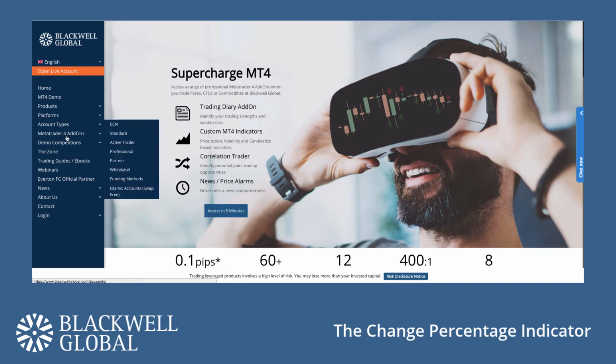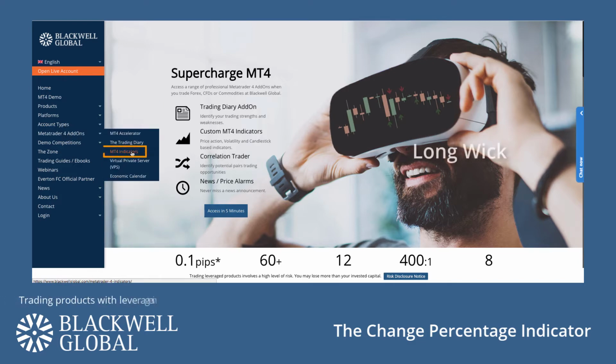desire. But before we see how, we would like to remind you that trading products with leverage involves a high level of risk. You may lose more than your capital invested.